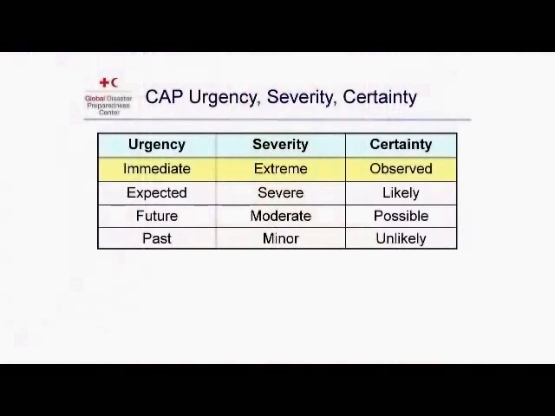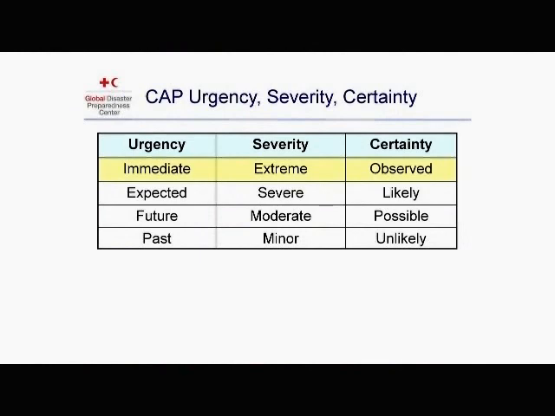The values for certainty are observed, already occurred, or ongoing. Likely, more than 50% likely. Possible, less than 50% likely. Unlikely, not expected to occur. So for this flood example, we select immediate for urgency, extreme for severity, and observed for certainty.